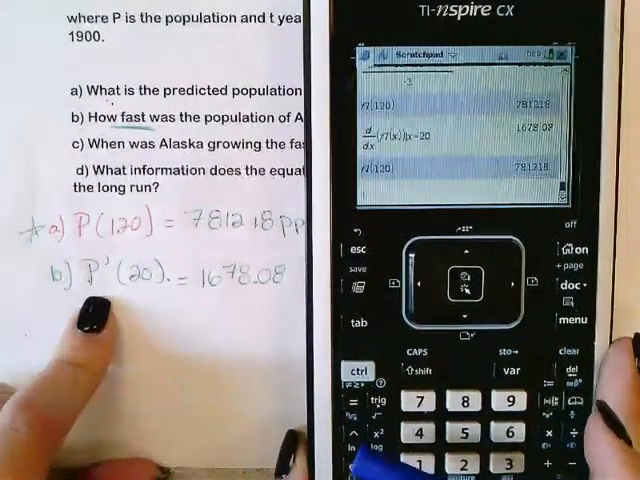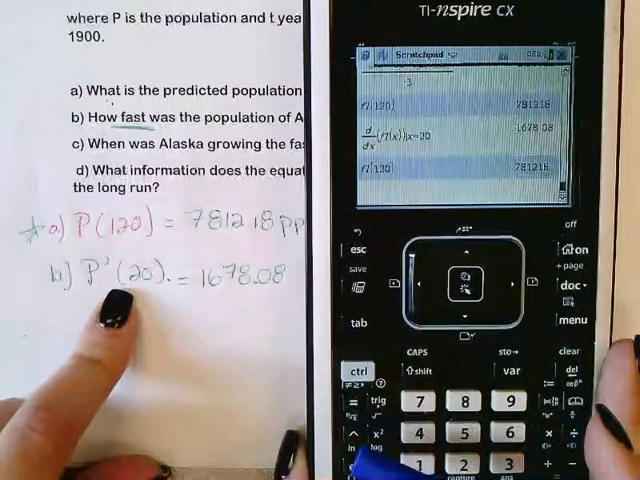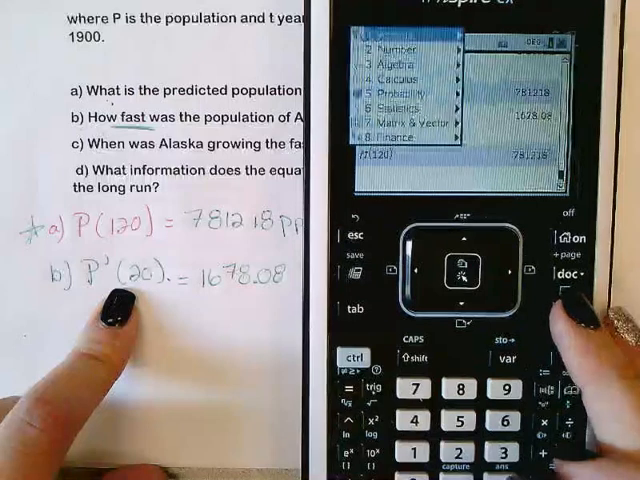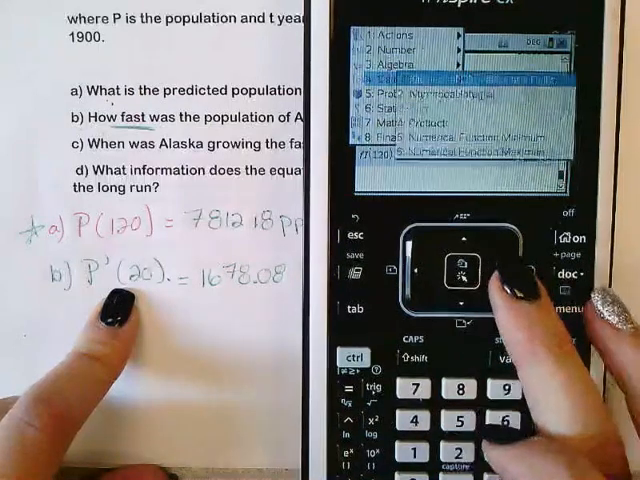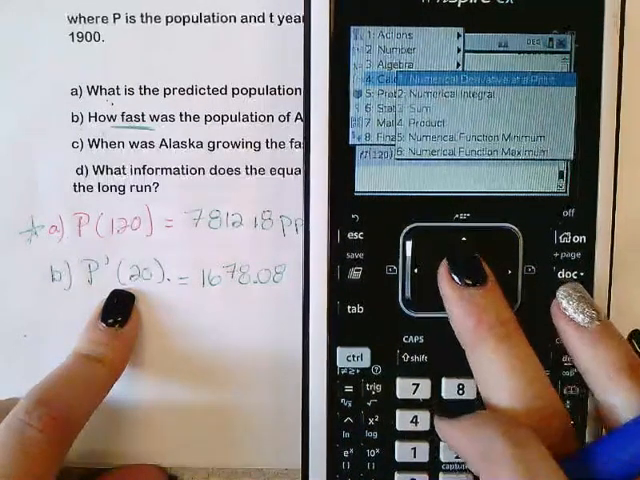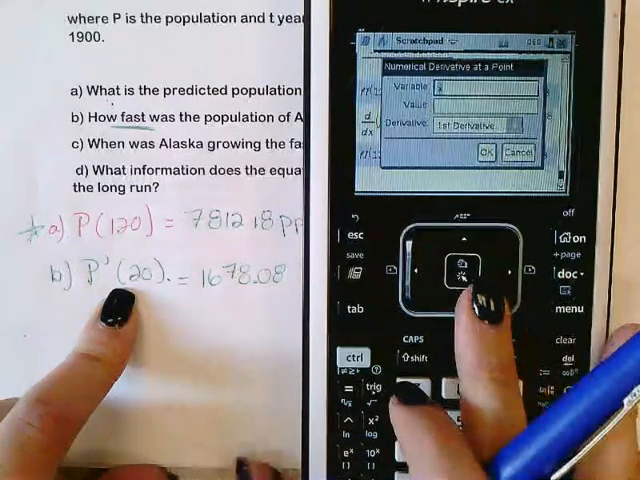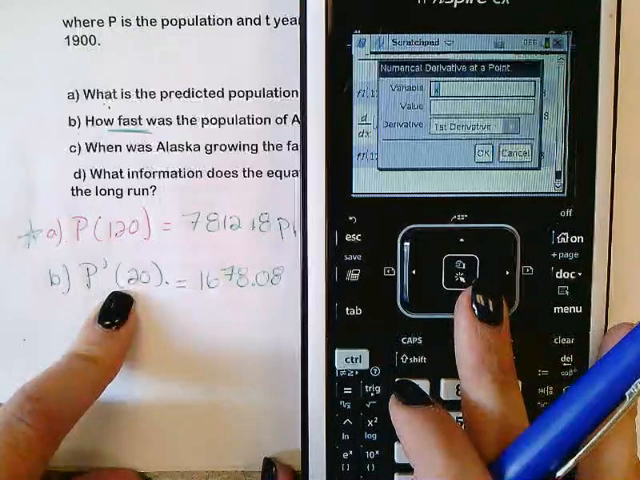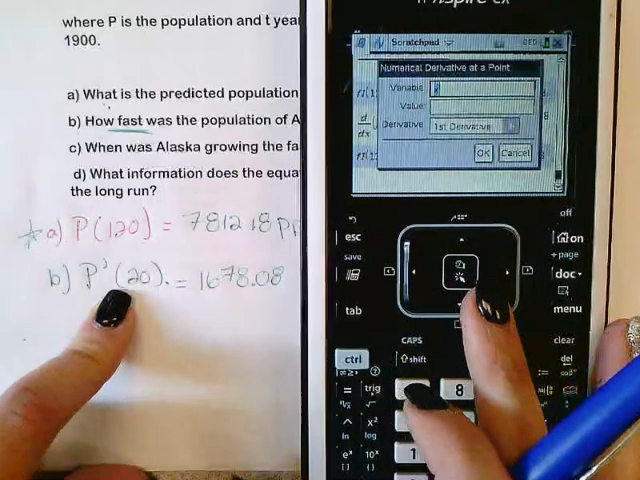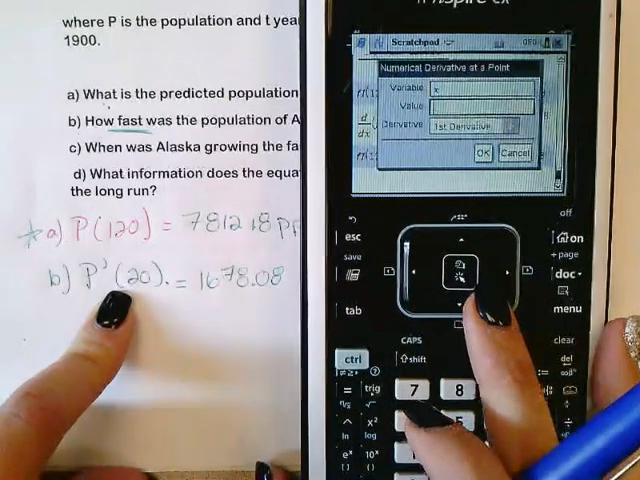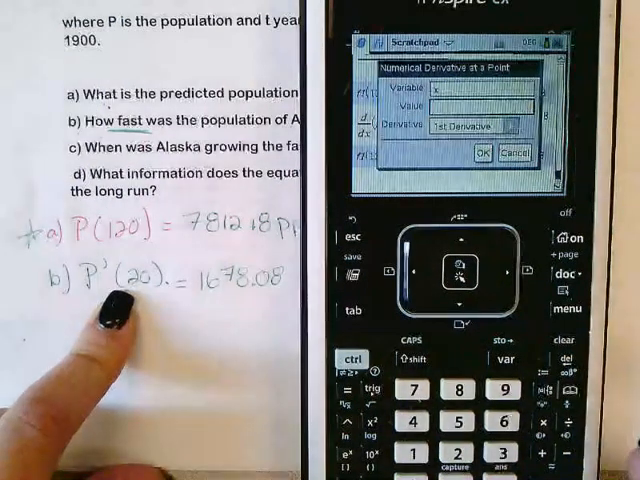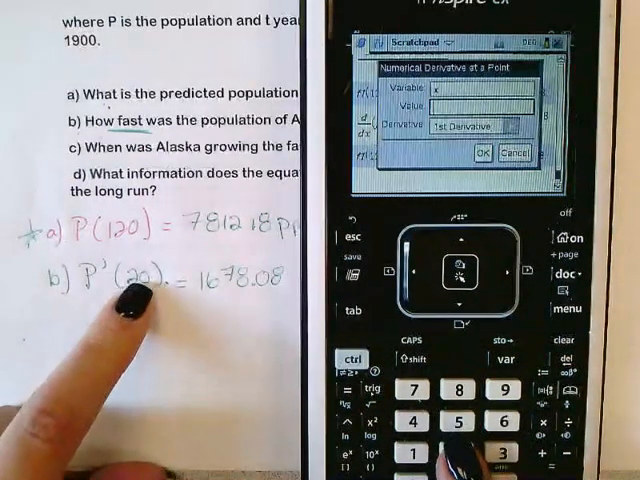Part B says how fast, which means that we actually have to use the derivative. So again, we're going to use the calculator, and we went to calculus, we went to numerical derivative at a point. Our function in our graph was in terms of x and y, so that's why our variable is going to be x. Okay, we're not going to worry about p and t like it says in the problem. And we solved for 20.